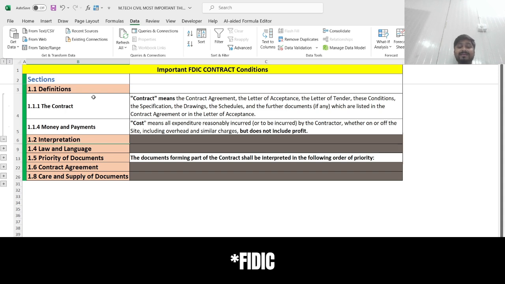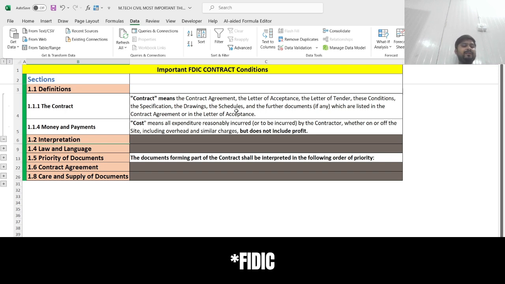All right, what are these things? Basically, the contract agreement, the letter of acceptance, the letter of tender, the conditions, basically conditions related to the particular project, and the general conditions that we call GCC. And apart from those things, specifications will be there, drawings will be there, schedules will be there for the particular project. So all these things combined make a contract book.